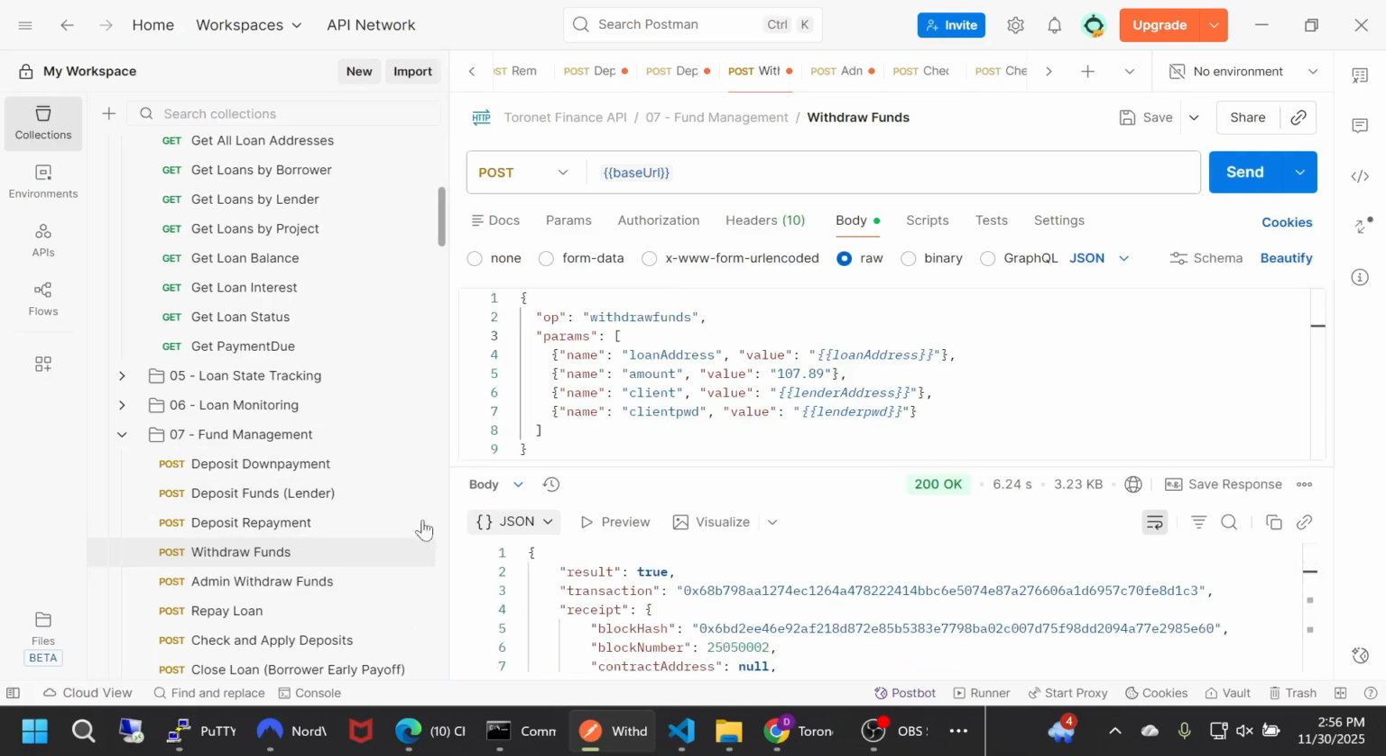The admin can withdraw the platform commissions. So that's it. Projects can set up loans, products, and allow members of their communities to set up actual loan agreements between each other. Or projects can set up the loans between the lenders and the borrowers. And if you have any questions, you can always reach out to the Toronet team to assist you. But this API collection will be available for projects as well.